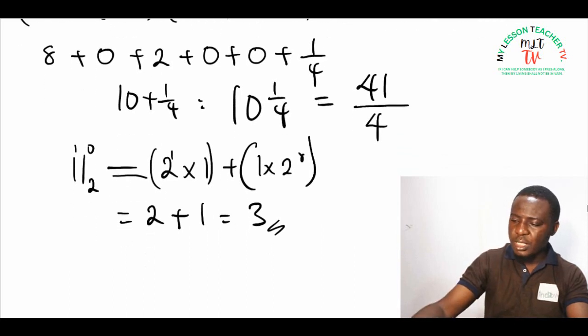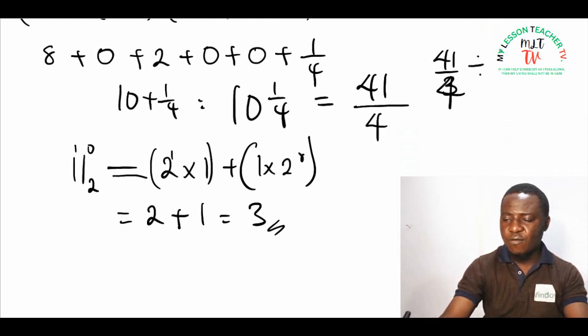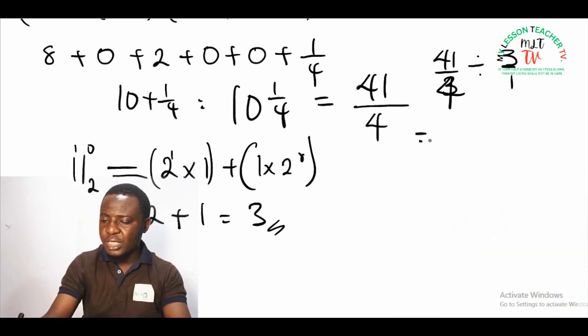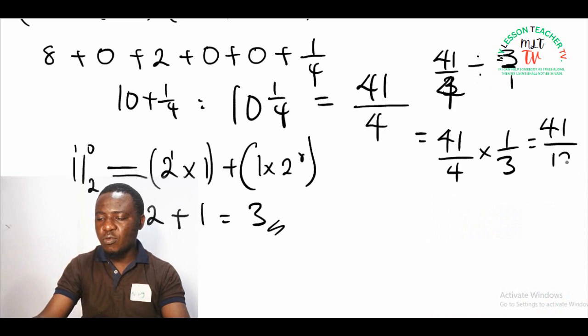So this now becomes 41 over 4 to be divided by 3 over 1. When you change the multiplication sign to division, this becomes 41 over 4 times 1 over 3, which is equal to 41 divided by 12.